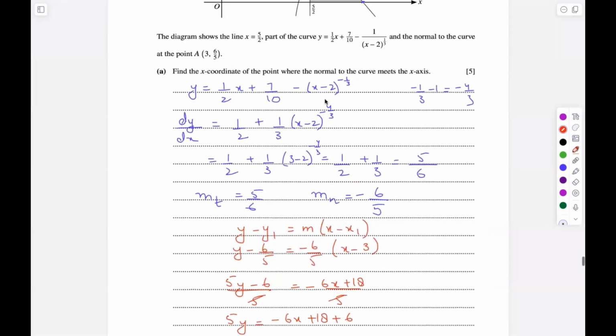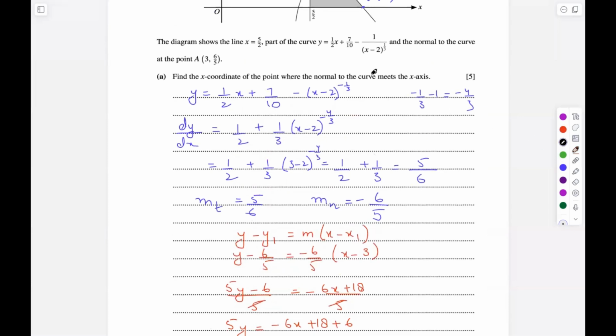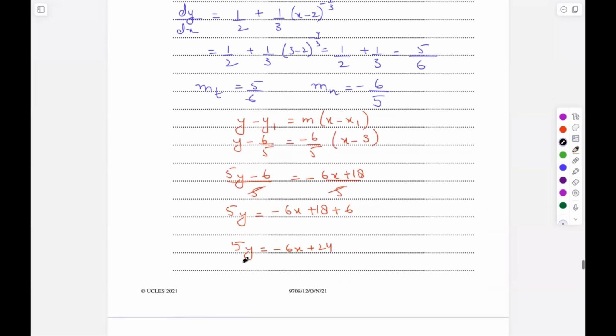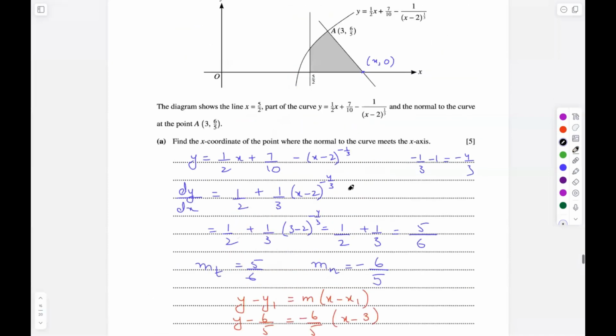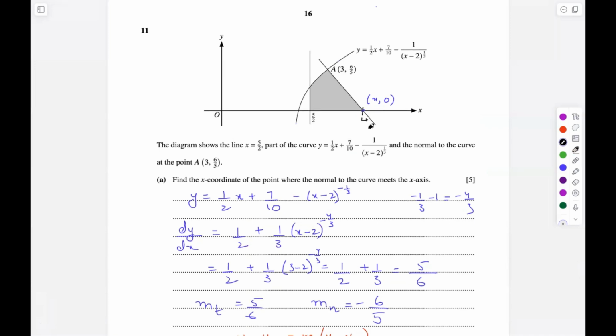Now to find the x-coordinate, we'll substitute y = 0 into the equation. So when we substitute y = 0, this will be 0 = −6x + 24. So 6x will be equal to 24 and x will be equal to positive 4. So this point will be (4, 0).